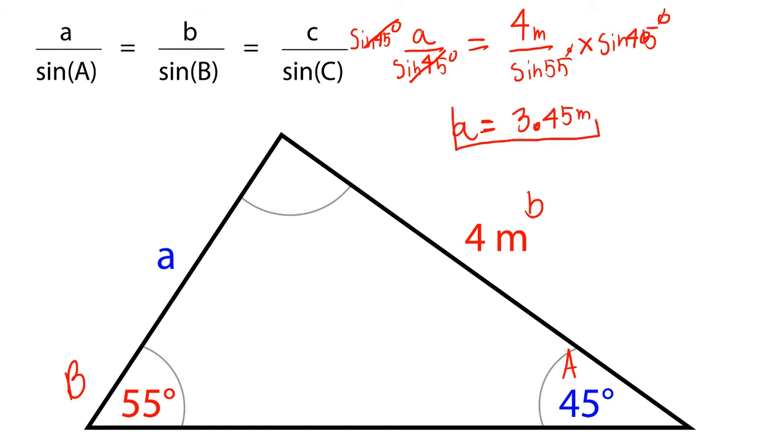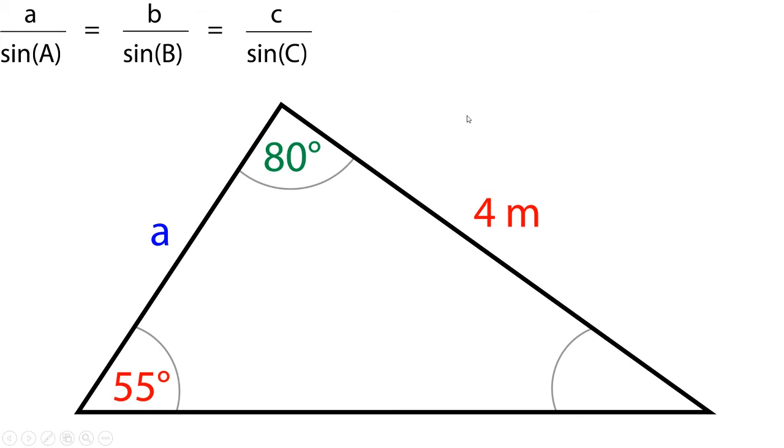So real quick, if you want to check that answer, let's look again. Big B has a larger angle than big A. Big B's side, little b, is 4 meters. Little a's side is 3.45 meters. Therefore, it's smaller than little b, which makes total sense because it has a smaller angle.